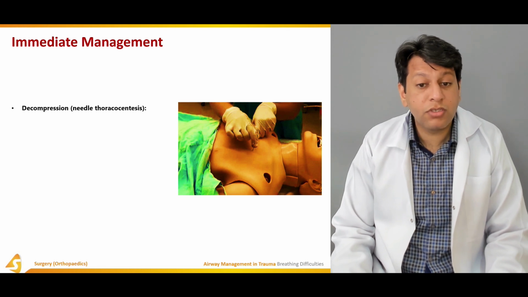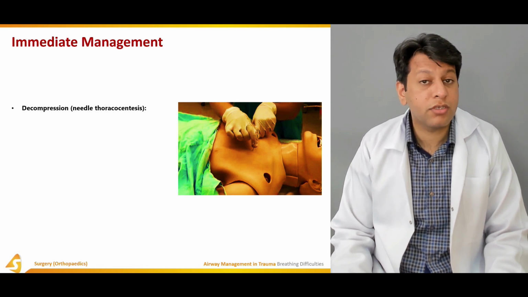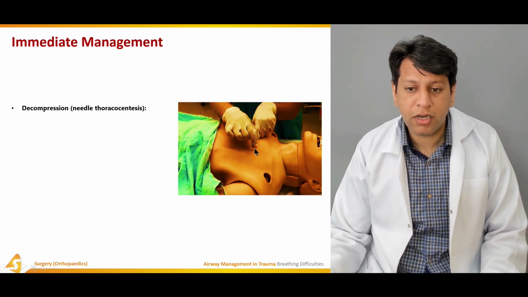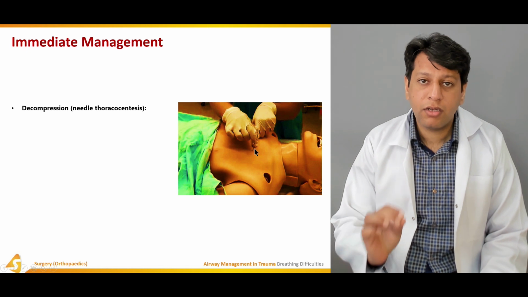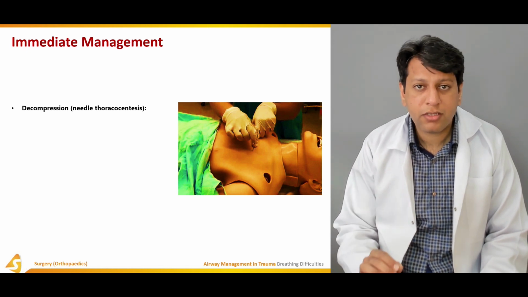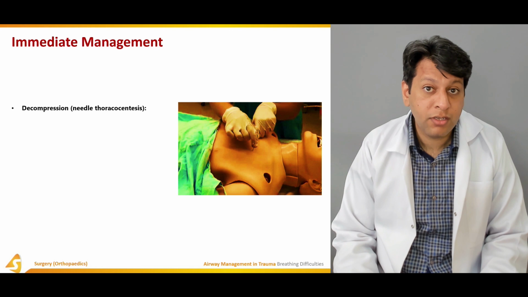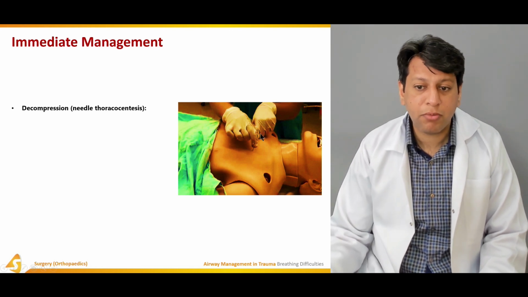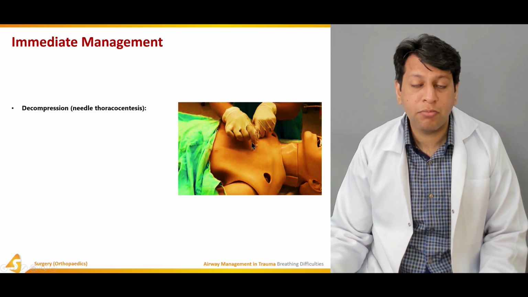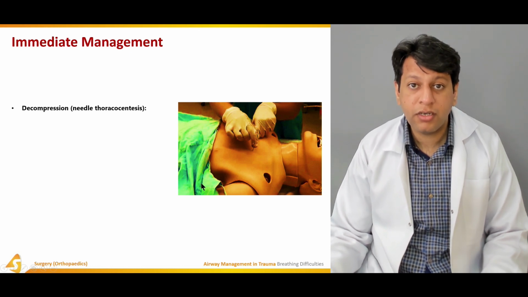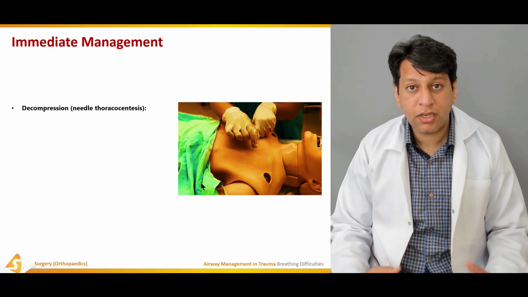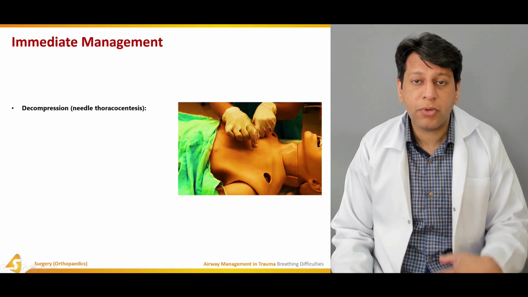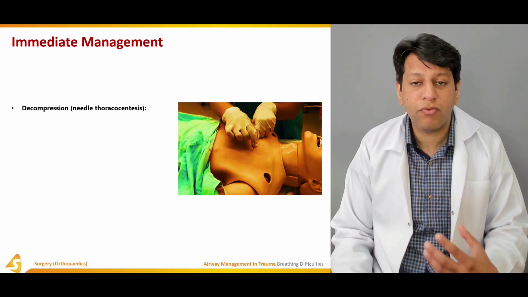Immediate management includes decompression by needle thoracentesis. If you see it over here, this is a dummy and the needle is being passed. This is a simple cannula, a 14 gauge cannula, which can be passed in the second intercostal space. That is just to give this air enough room so that some amount can escape from this cannula, because this is a build-up of air under pressure. This will relieve some of the pressure which has built up inside before we can go for the definitive management.